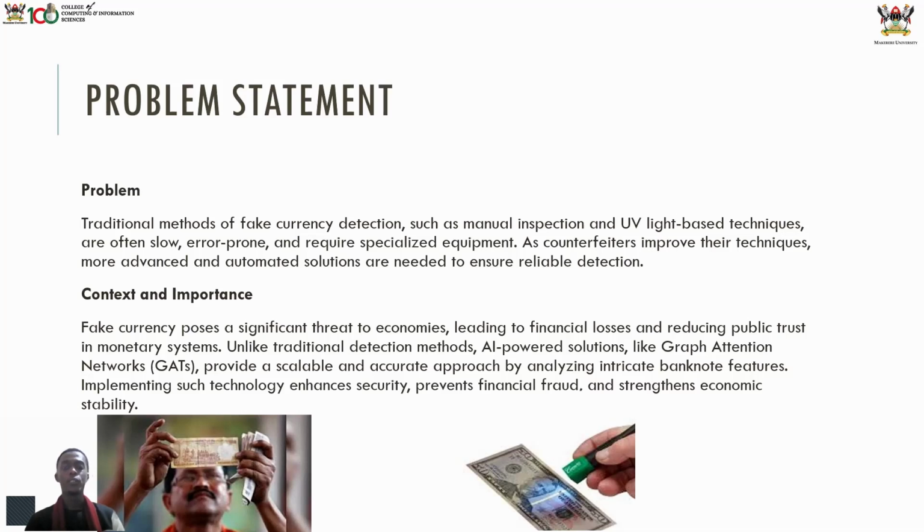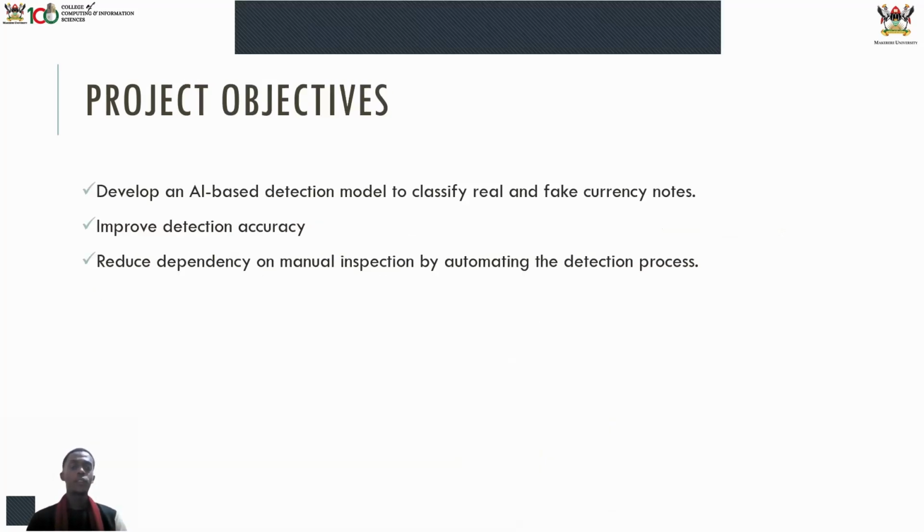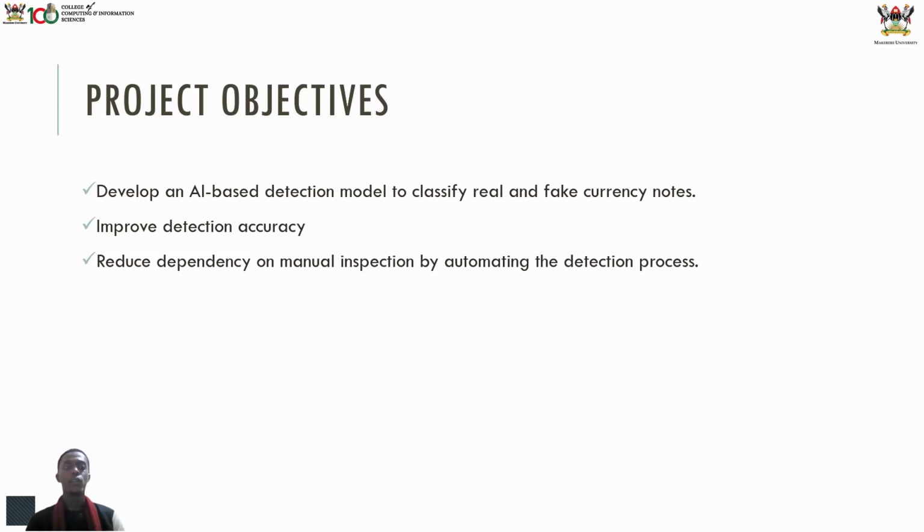But unlike traditional detection methods, AI-powered solutions such as the GAT, the Graph Attention Network, provide a scalable and accurate approach by analyzing complex or intricate banknote features, and implementing such a technology would enhance security to prevent financial fraud and strengthen economic stability. The project objectives were to develop an AI-based detection model to classify real and fake currency notes, improve detection accuracy for fake currency notes, and of course reduce dependency on traditional methods such as money inspection by automating the detection process.